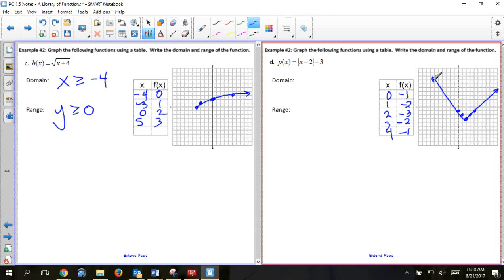We look at our domain. It goes all the way to the left, all the way to the right. Domain is all real numbers. But our range, just kidding. Yeah, no, that's right. The range is a little different. The range is, what's the lowest point? Negative 3, and it goes all the way up. So y is greater than or equal to negative 3.